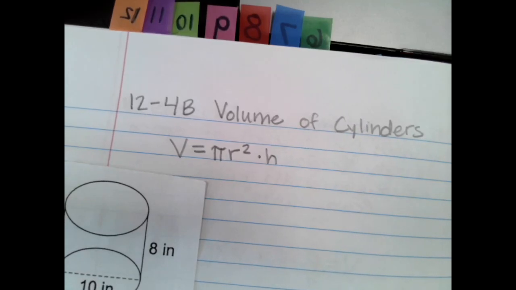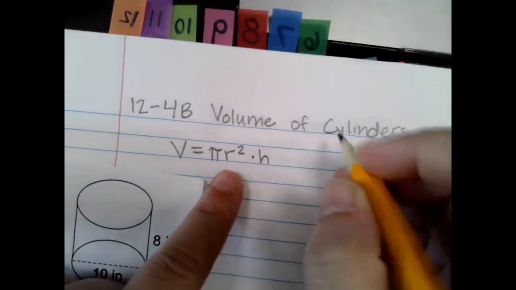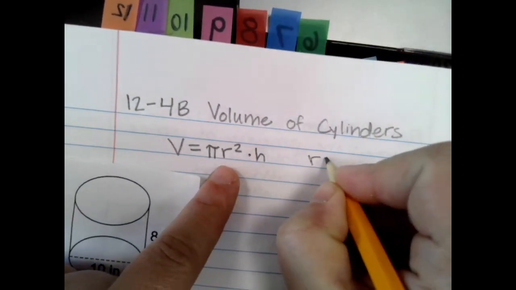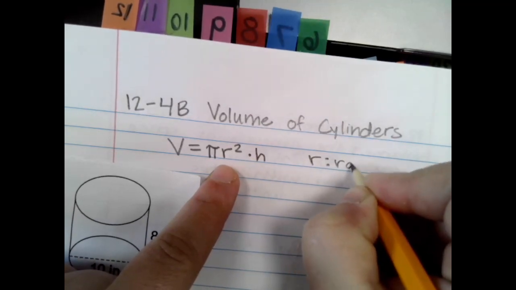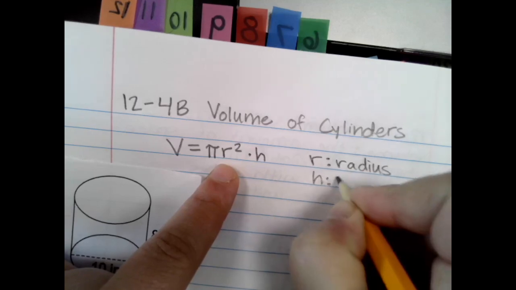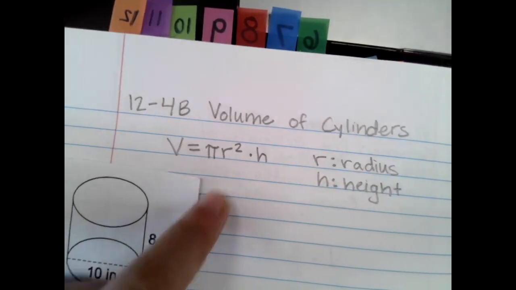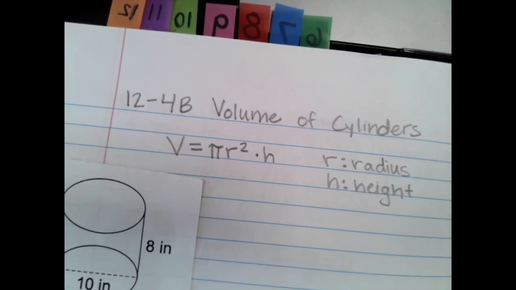Alright, in this formula we should write what those are. Sorry, I got a little distracted. So, for when we work on this, R stands for radius, and H stands for height. So if you want to use 2 colored pencils, you can.